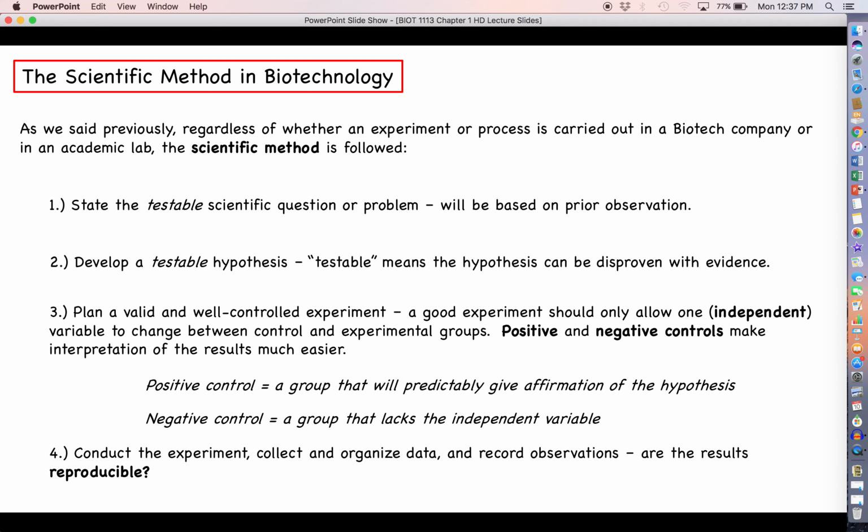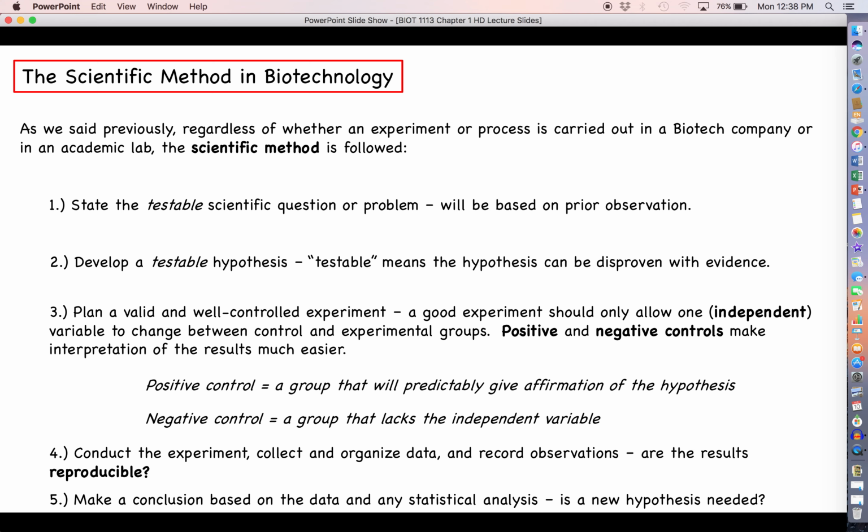And then number 4, once you have your experiment designed, you conduct the experiment, you collect and organize data, you record observations, and you do the experiment several times. It's never enough to do an experiment just once. You have to do an experiment several times to confirm that your results are reproducible. There are all kinds of weird things that happen in science. They should have scientific explanations, but sometimes they seem like they do not. So you do not want to get too crazy about the results of an experiment that are done once and then are never able to be reproduced.